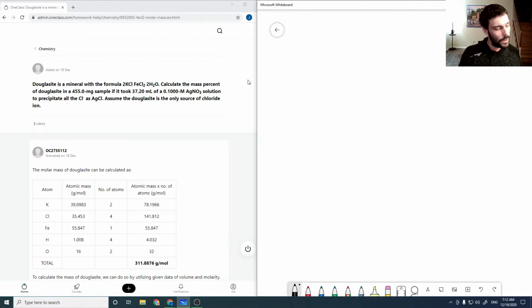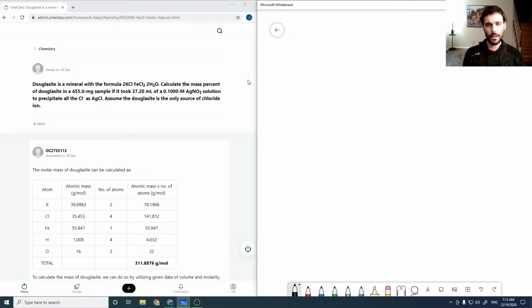Okay. Douglasite is a mineral with the formula 2KCl, FeCl2, 2H2O. Calculate the mass percent of Douglasite in a 455 milligram sample if it took 37.2 mils of a 0.1 molar silver nitrate solution to precipitate all the chlorine as AgCl. Assume the Douglasite is the only source of chloride.